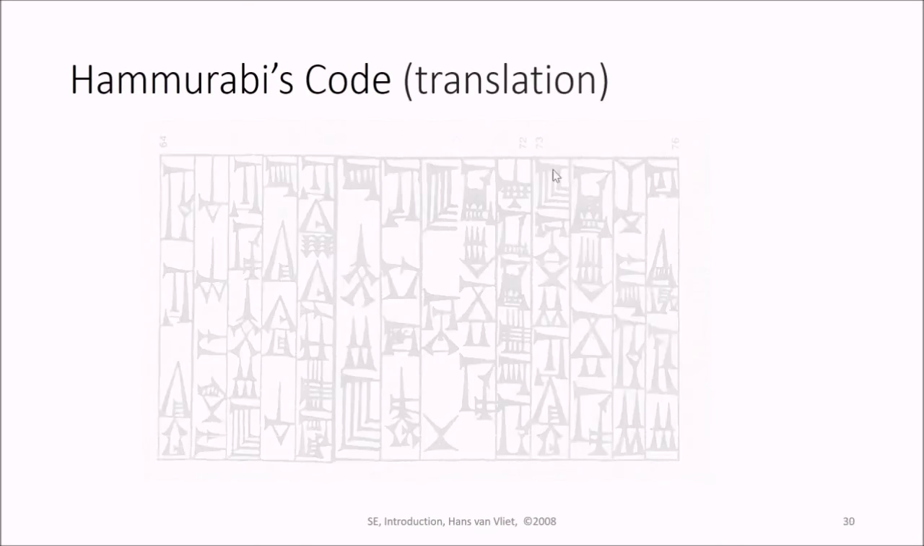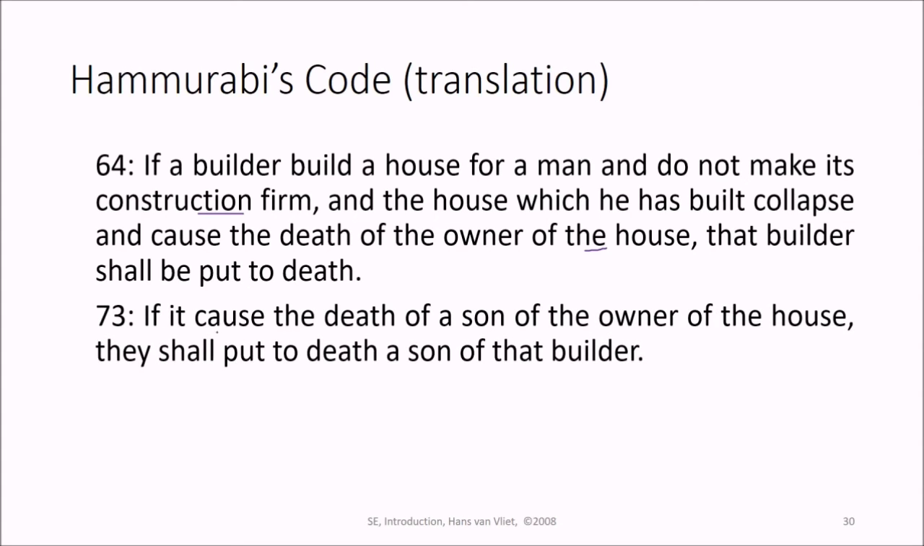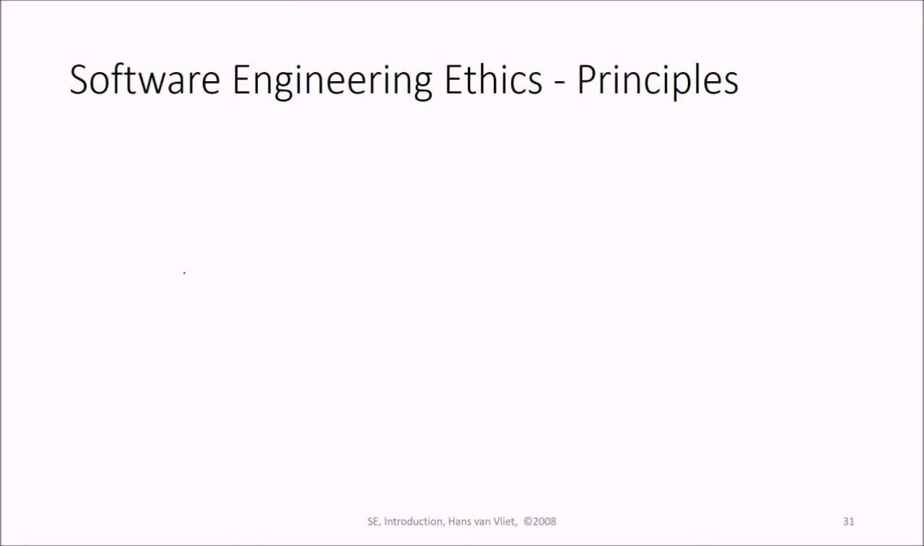So this is Hammurabi's code. Now the translation is, if a builder builds a house for a man and does not make its construction firm, and the house which he has built collapses and causes the death of the owner of the house, the builder shall be put to death. Is it true with you? If it caused the death of a son of the owner of the house, they shall put to death the son of that builder. So, what Hammurabi's code teaches is that you need to see that whatever you're making is going to affect the lives of many people.